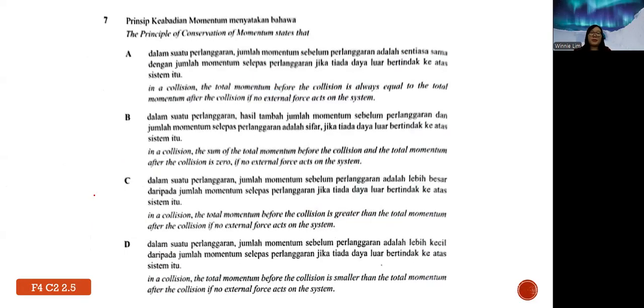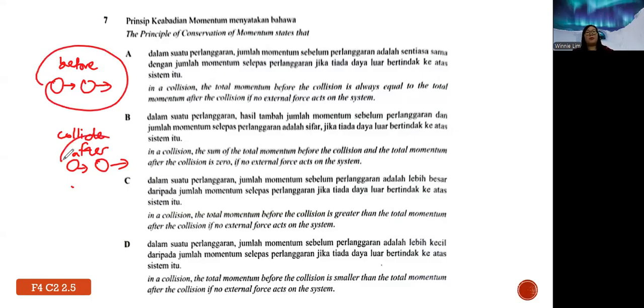Number 7, the principle of conservation states what? So for information, the principle of conservation of momentum is talking about two objects. When they are moving, they do have momentum. After they collide, the two objects will continue to move in the same direction or opposite direction. So the momentum before must be equal to after. This is the principle stated.